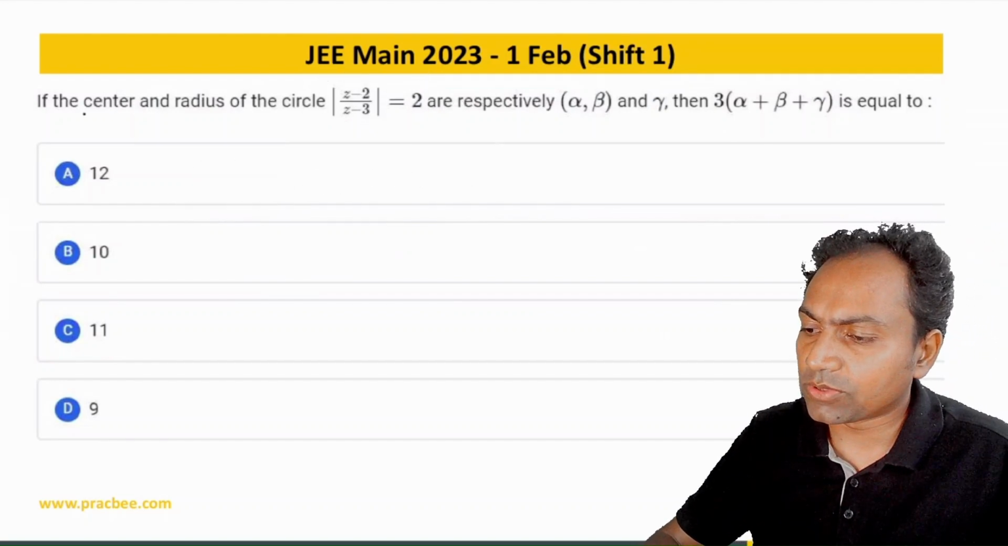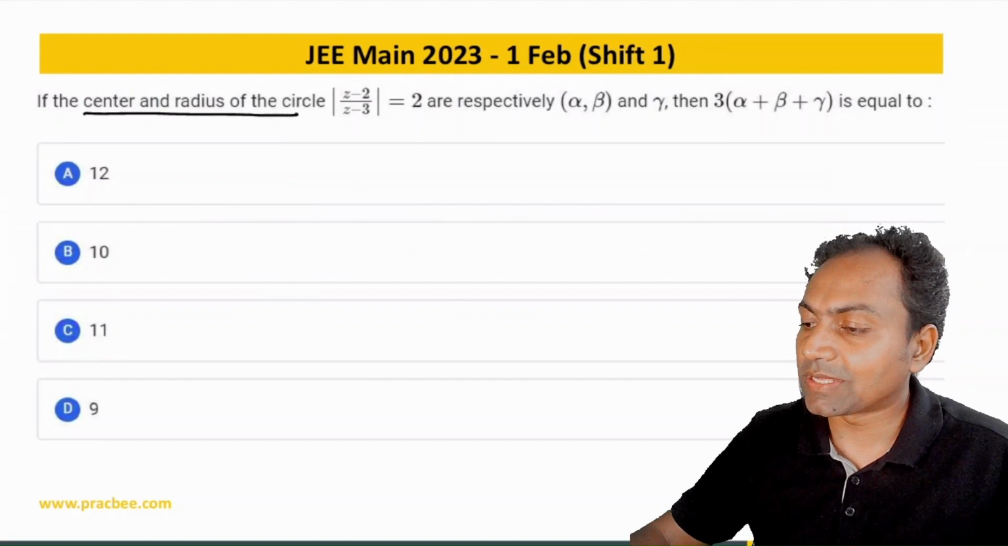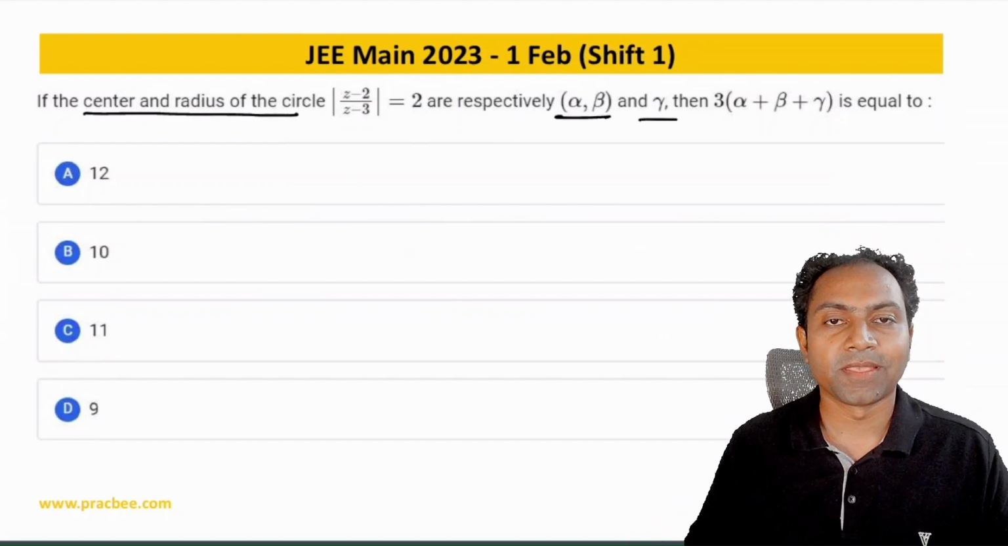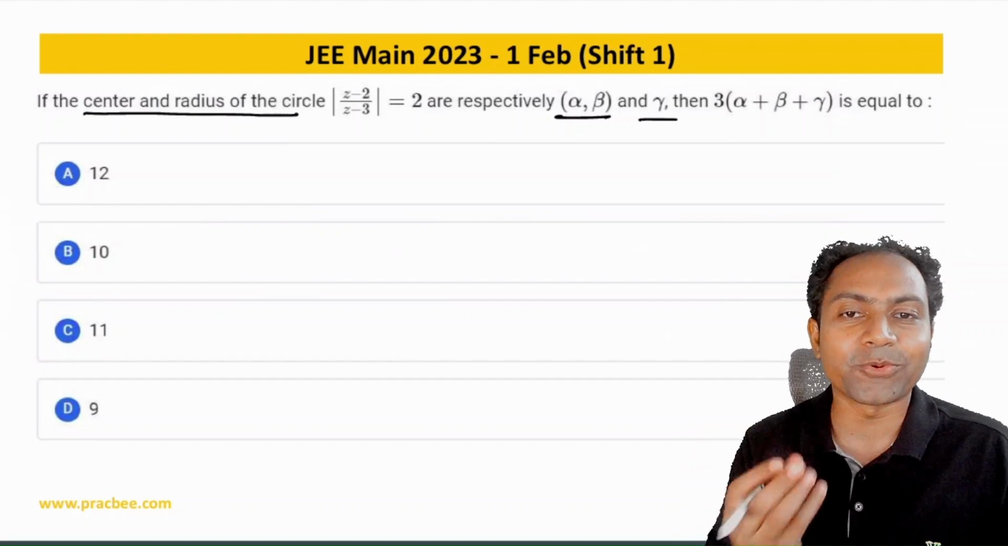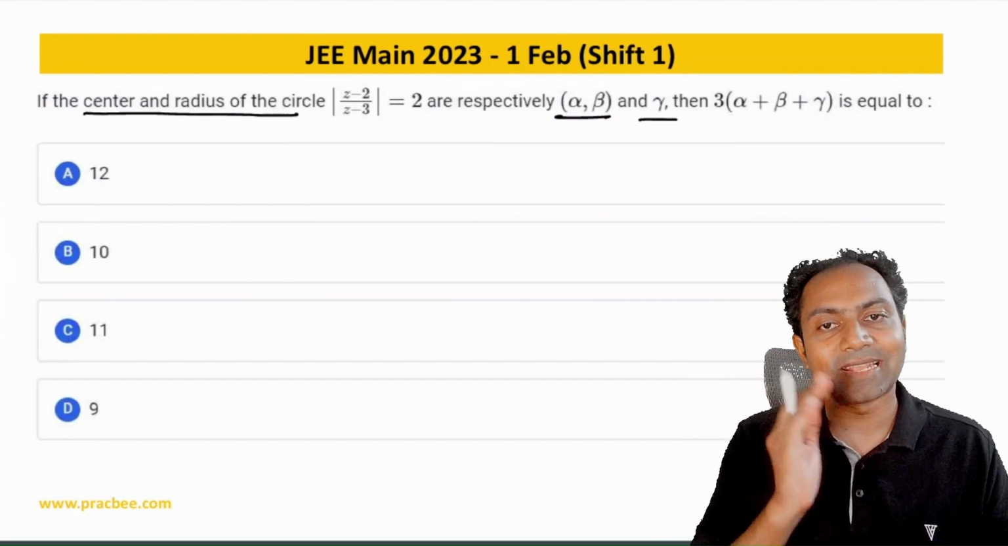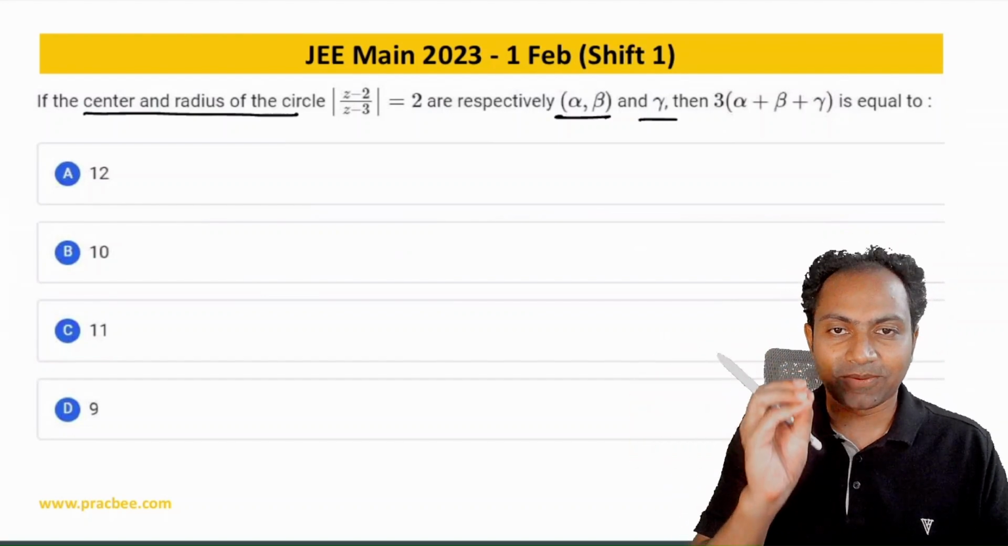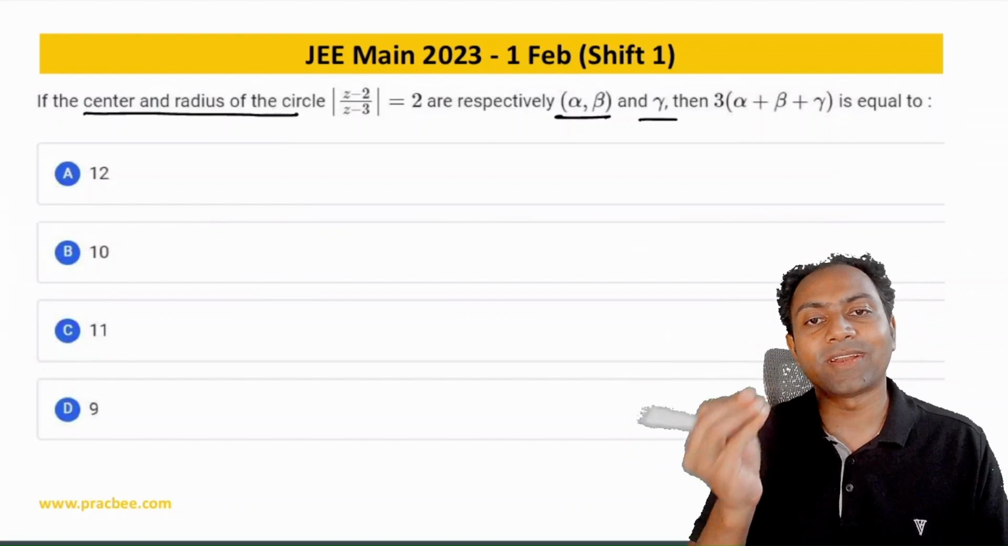And they have given it also that the center and the radius of the circle are nothing but alpha, comma, beta and gamma. Find the value of this expression. So all we need to do is find the equation of the circle, get the center and radius and put it in the expression that they're asking us to do and find the value of it.